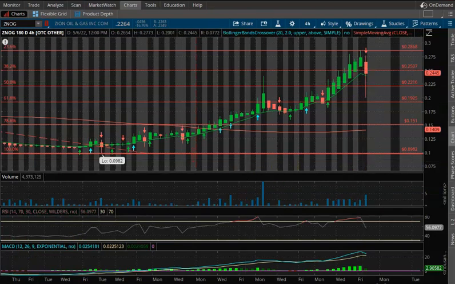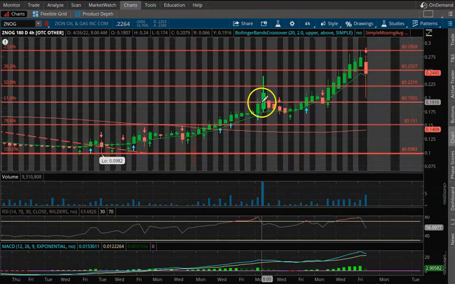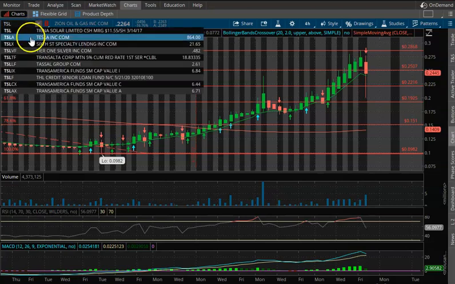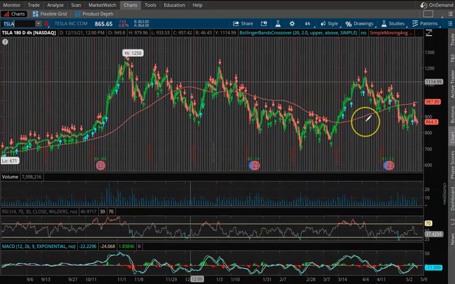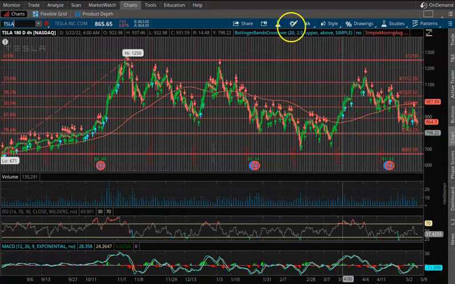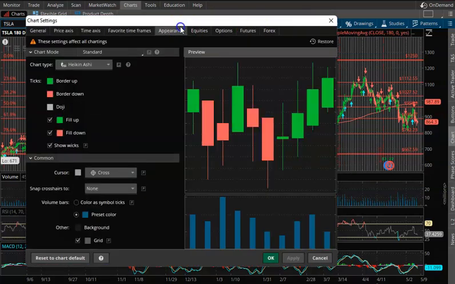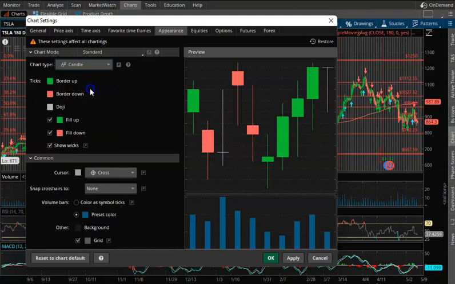You can see that the chart is a lot more clear on the Heikin candles as opposed to the regular candlestick patterns. Now I'm going to look at another stock to show you even more of a difference. And here's Tesla. I'm going to go back here and change it to the regular settings in a second. We'll go to appearance, go to regular candlesticks, and hit apply.